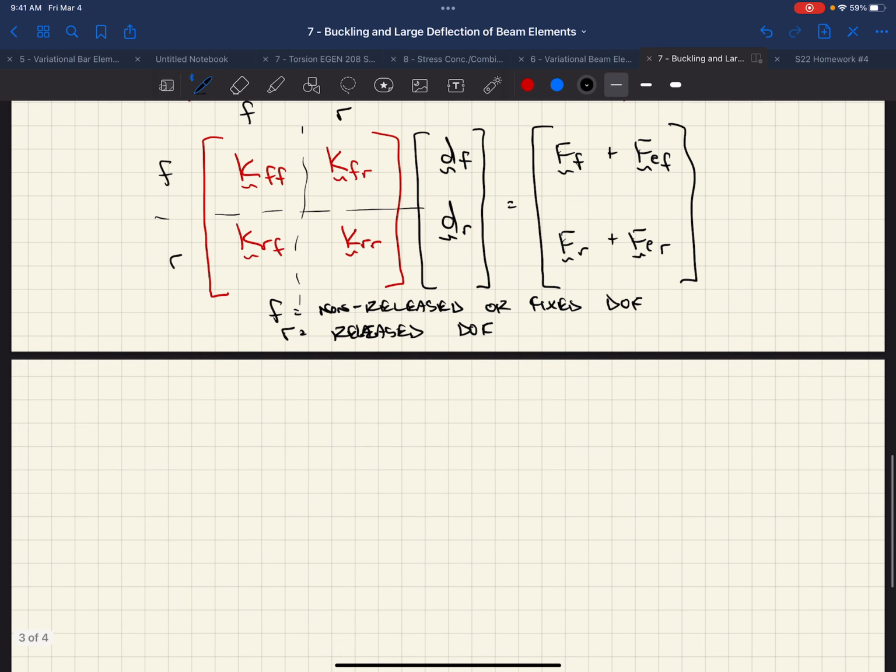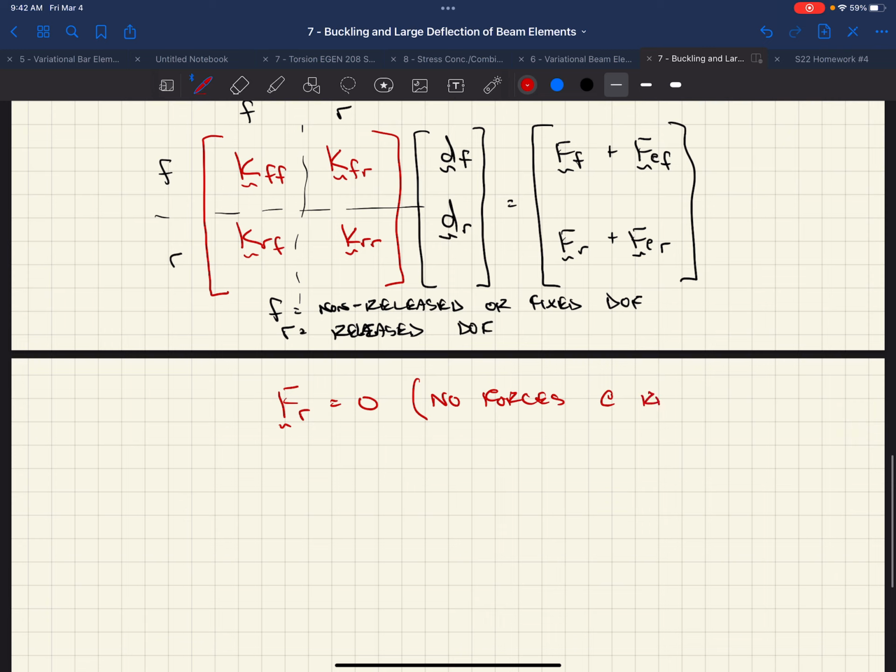All right. Well, if we actually multiplied, well, I guess first, when we look at this matrix, right? If we release the moment transfer, or release the translation, right? Any of the nodal forces that are associated with released degrees of freedom, they have to be 0, right? F sub r must be 0 because no forces at released degrees of freedom, right?